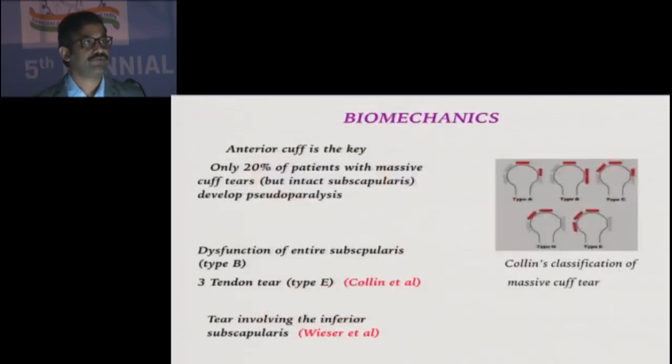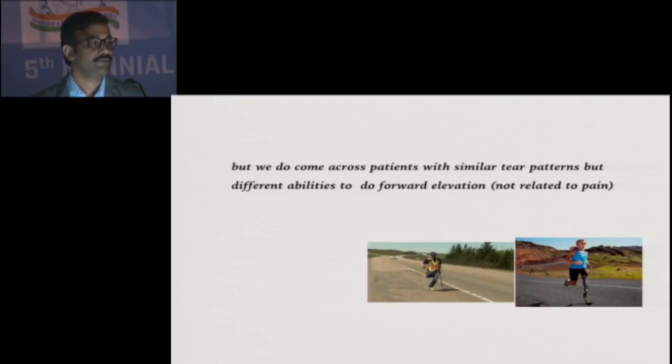Similarly, the anterior cuff seems to be the key in causing pseudo paralysis, because it has been observed that only 20% of patients with massive cuff tears and an intact subscap will develop pseudo paralysis. So if the subscap is intact, most of the time even if you have a large cuff tear, you are still able to do overhead activities. We see this often at the clinic: patients come with a large cuff tear but can still do overhead activity. It has been suggested that if somebody has a complete subscap tear, like Collin type B, or a 3-tendon tear like Collin type E, there is a possibility that the patient can develop pseudo paralysis. And again, if somebody has a tear which involves the inferior part of the subscap, that patient can develop pseudo paralysis. These are various possible mechanisms, or tear morphologies, which can cause pseudo paralysis.